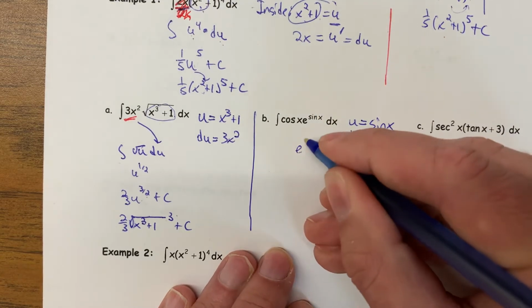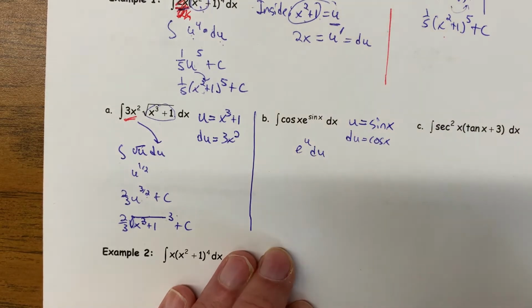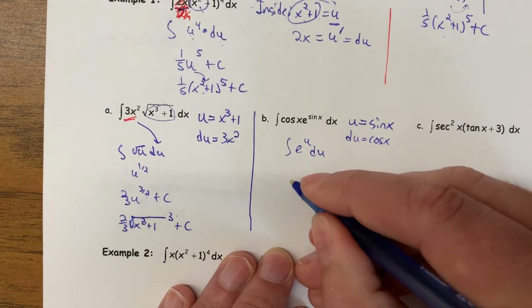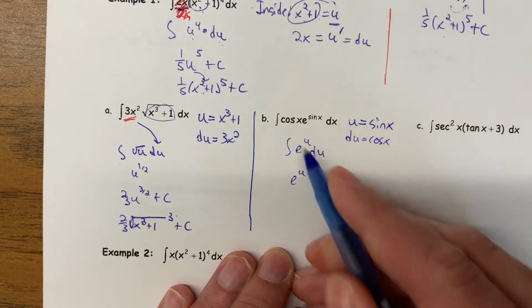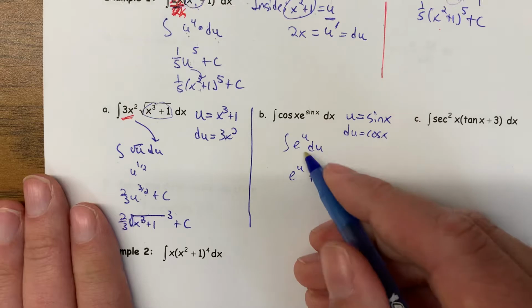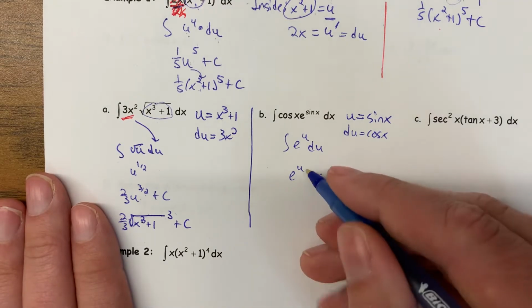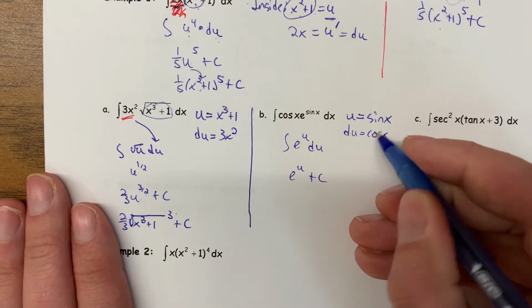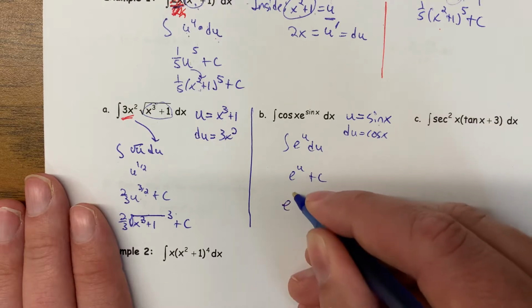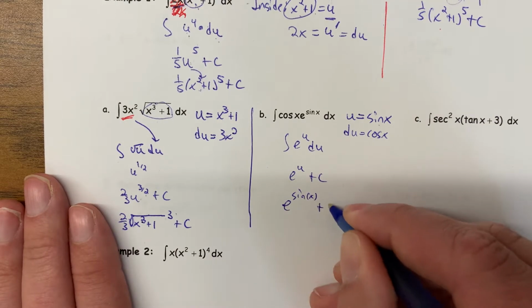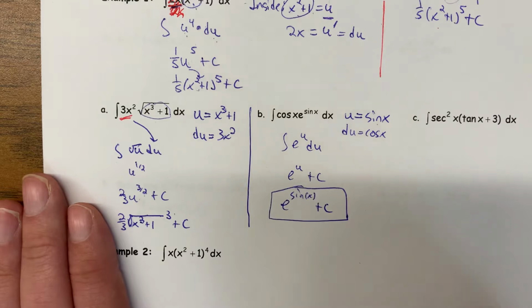And look what we had there. This is e to the u times du. What's the integral of e to the u? Well, it's just e to the u plus c. The integral of e to the x is e to the x. So the integral of e to the u is e to the u plus c. And when we plug back in the u, this is e to the sine of x plus c. And this is how we should write our answer.